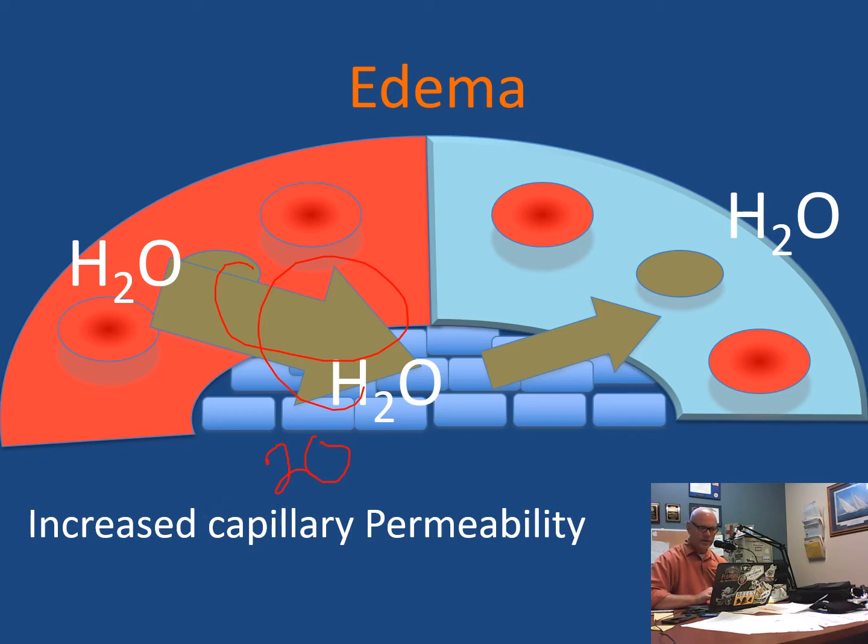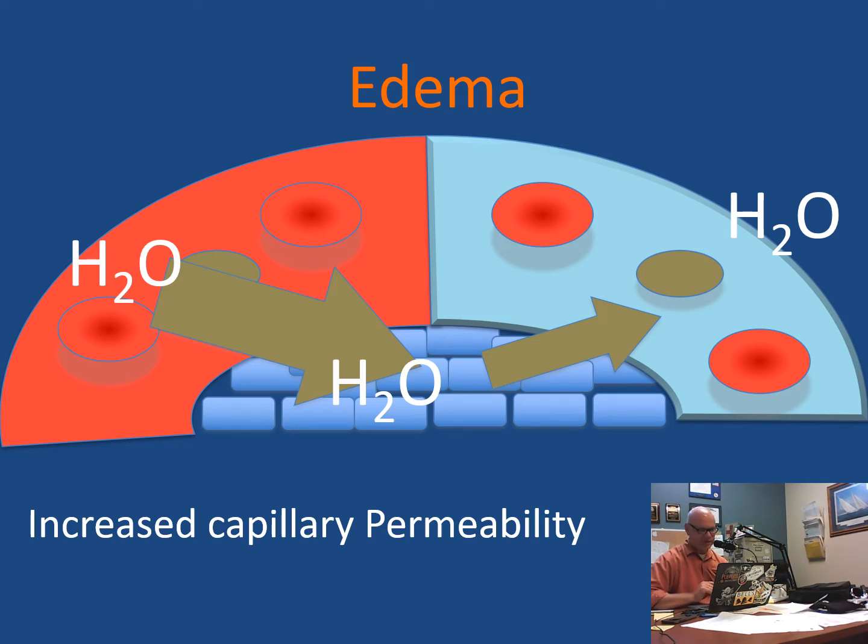Well, on this side, we're still only going to have 7 units coming back, going into the venule side. So if that's true, and only 3 are easily going to go this way, well, we're going to have extra water left in the tissue. So increased capillary permeability will cause edema. Can you think of any times where we talked about increased permeability causing that?